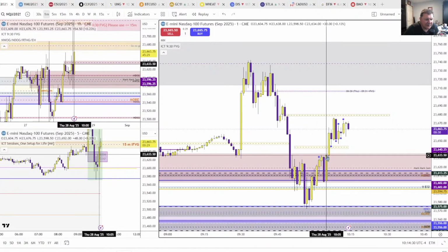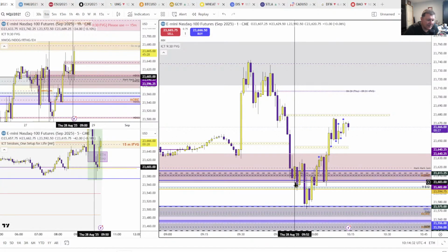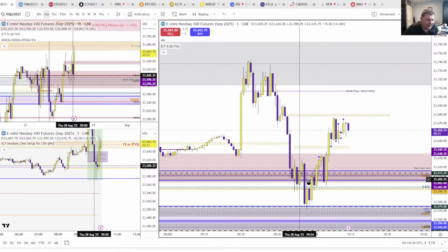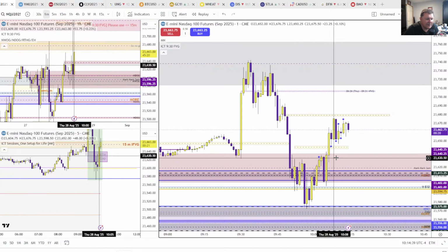I do like the fact that we closed above this breaker again. We went below, we dug into it, then we closed above it, then retested the breaker one more time to go higher. I like that idea.